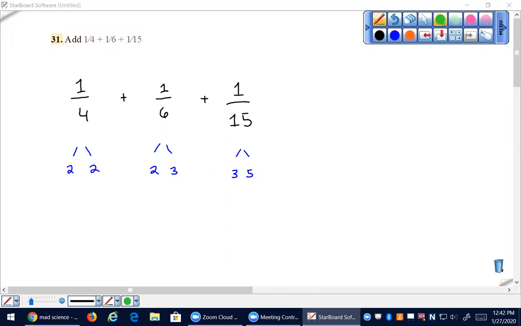So I have 2's on multiple lists. I can get rid of one of them. I have 3's on multiple lists. I can get rid of one of them. So I have 2 2's, skip the crossed out thing, a 3, skip the crossed out thing, and a 5. So 4 times 15 is going to be 60.